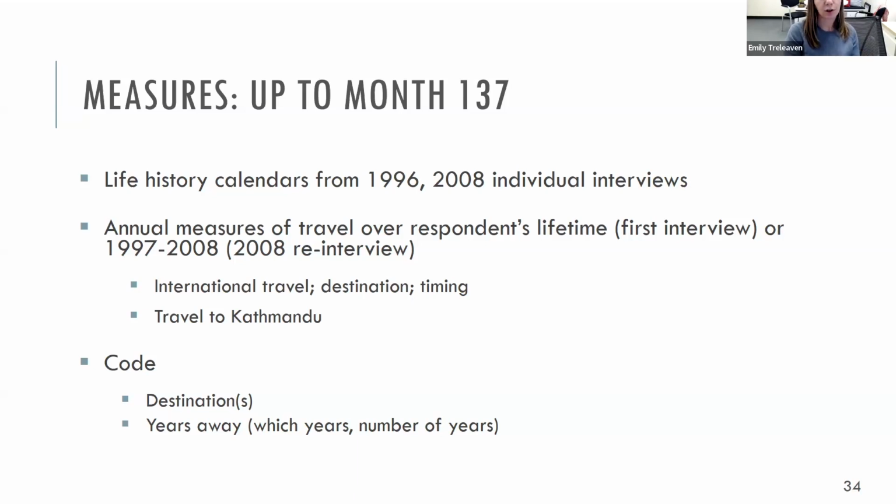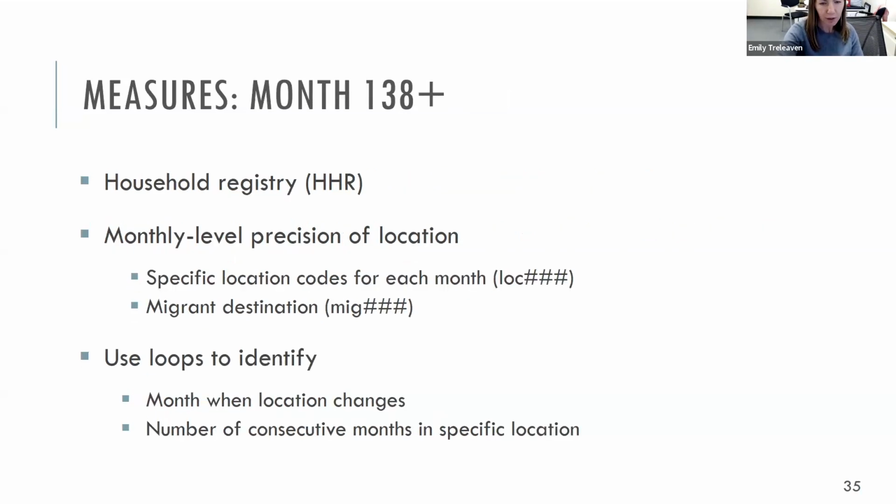And so it's possible to code the destinations to which individuals went at the annual level, and then the years away, which years, and then how many years they were away, using those life history calendars. From month 138 onwards, or 2008 onwards, it's possible to use the household registry then to get monthly level measures of each person's location in that month, defined as where they spent the majority of the month.